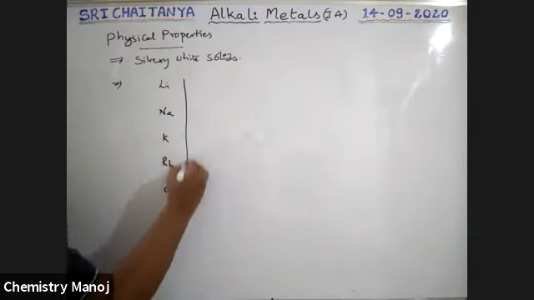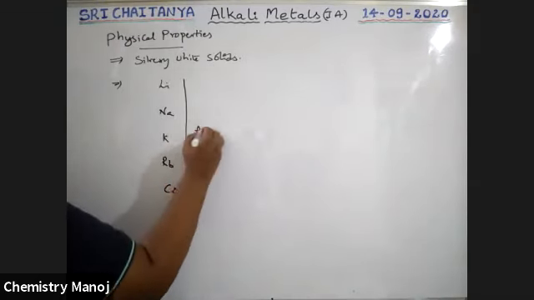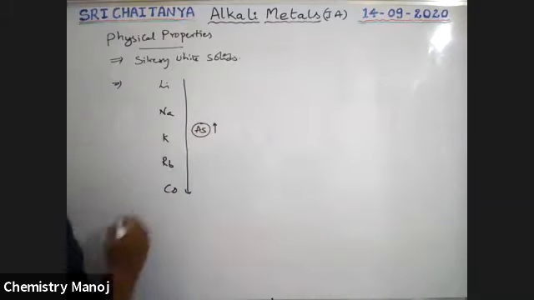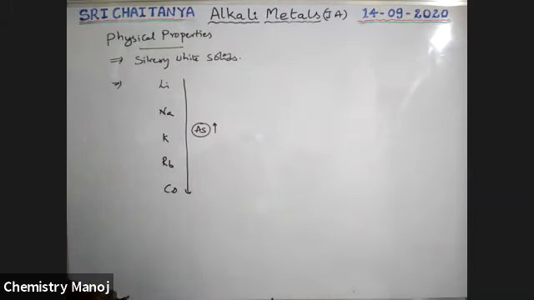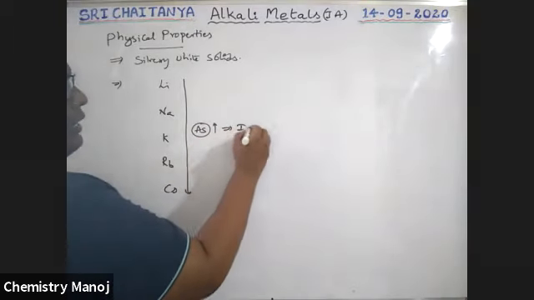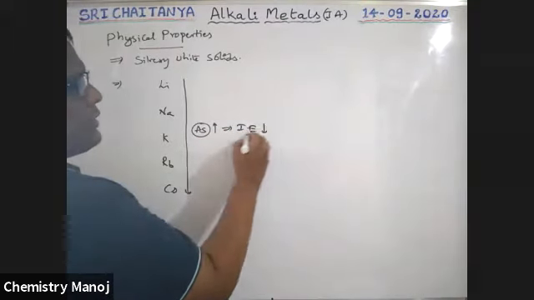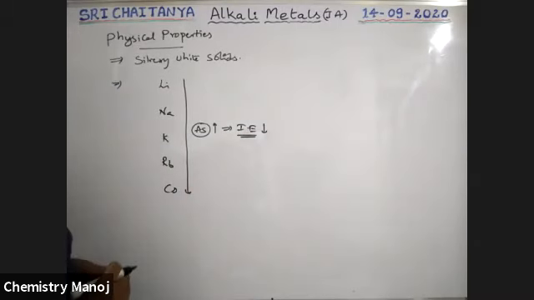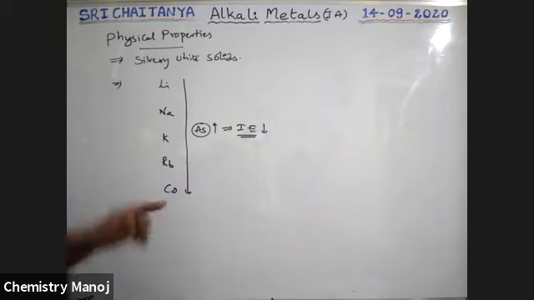From top to bottom, atomic size, no doubt we know, increases. Because atomic size increases, ionization enthalpy decreases. As atomic size increases, ionization enthalpy decreases. So very important.